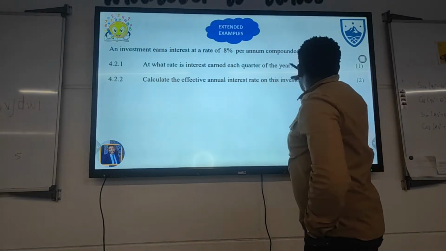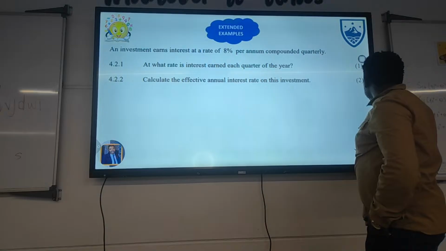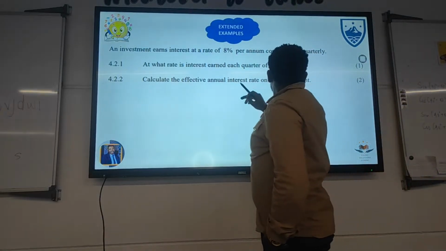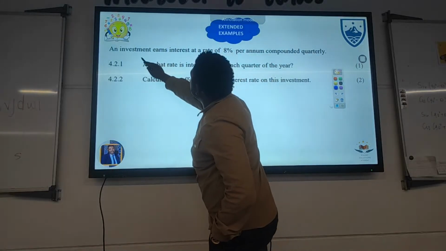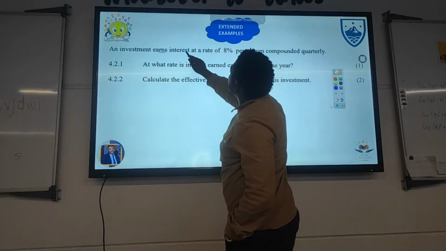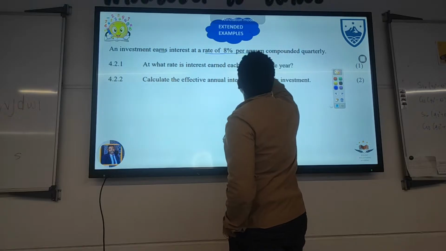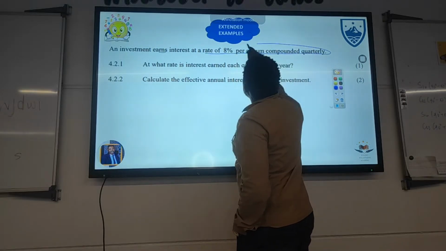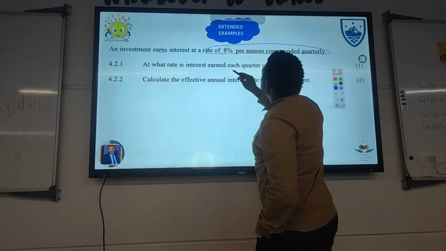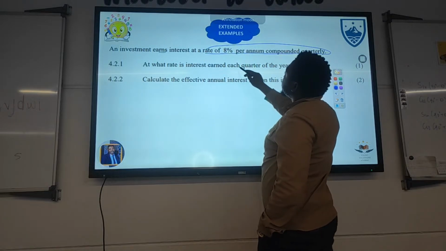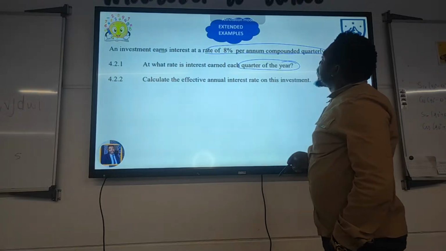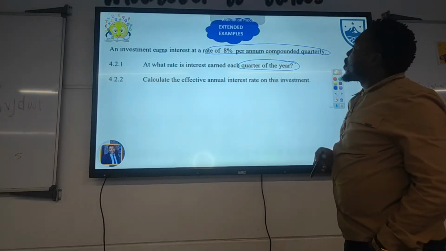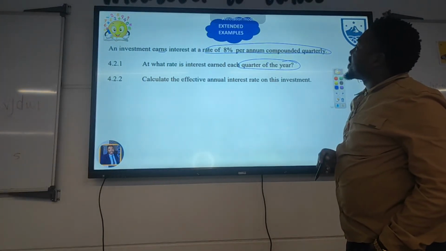So we are given here that an investment has an interest rate of 8% per annum compounded quarterly. We want to know how much will be the interest earned each quarter. So it means, at what rate is the interest earned each quarter?